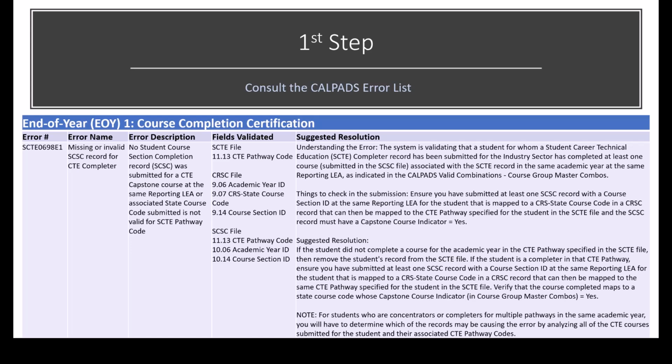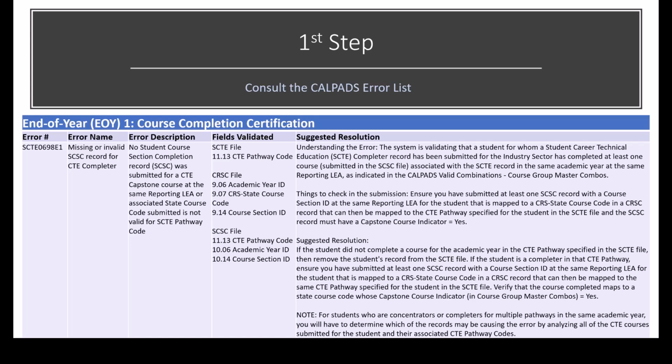The verbiage in this suggested resolution is very technical, but I would implore you all to always review the suggested resolution and try to glean what you can. You can see that the suggested resolution says if the student did not complete the course for the academic year in the CTE pathway specified in the SCTE file, then remove that SCTE record.